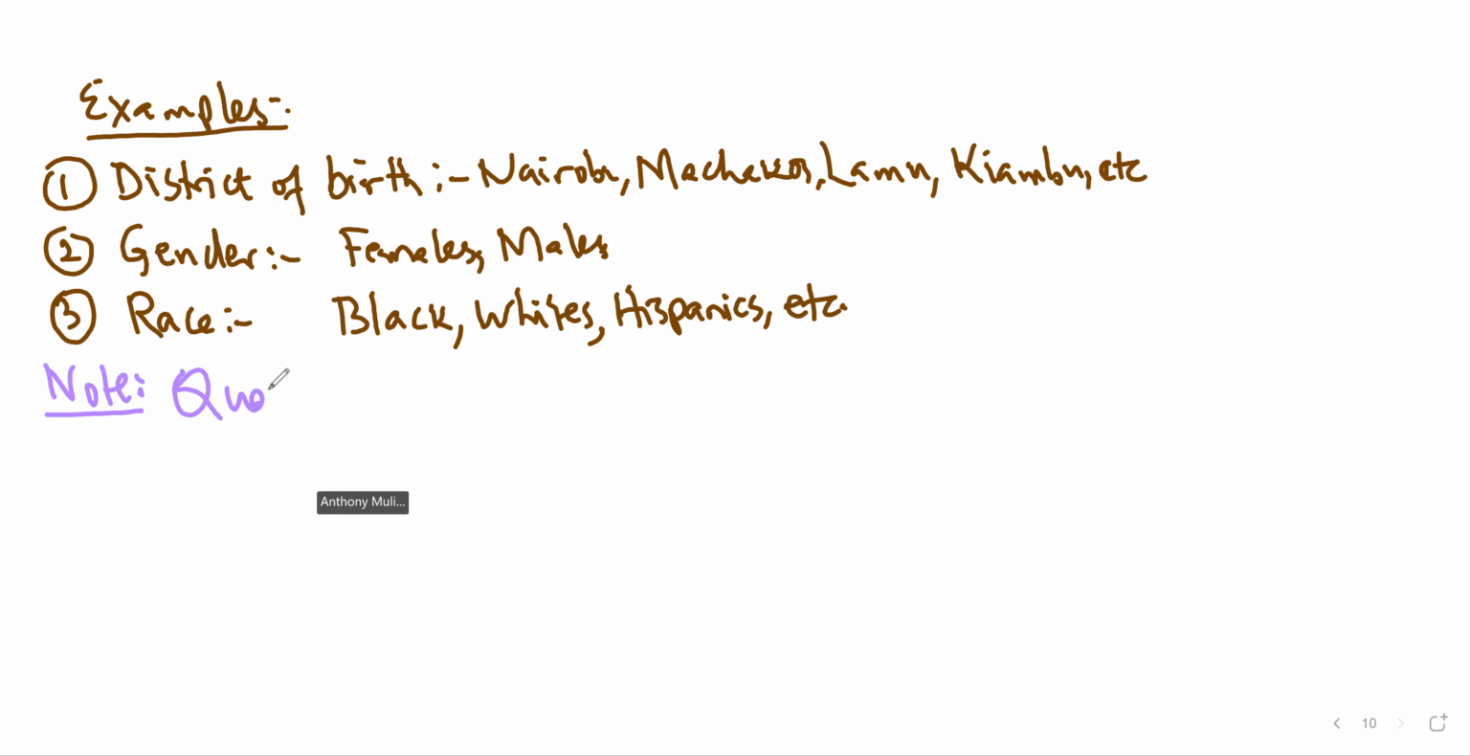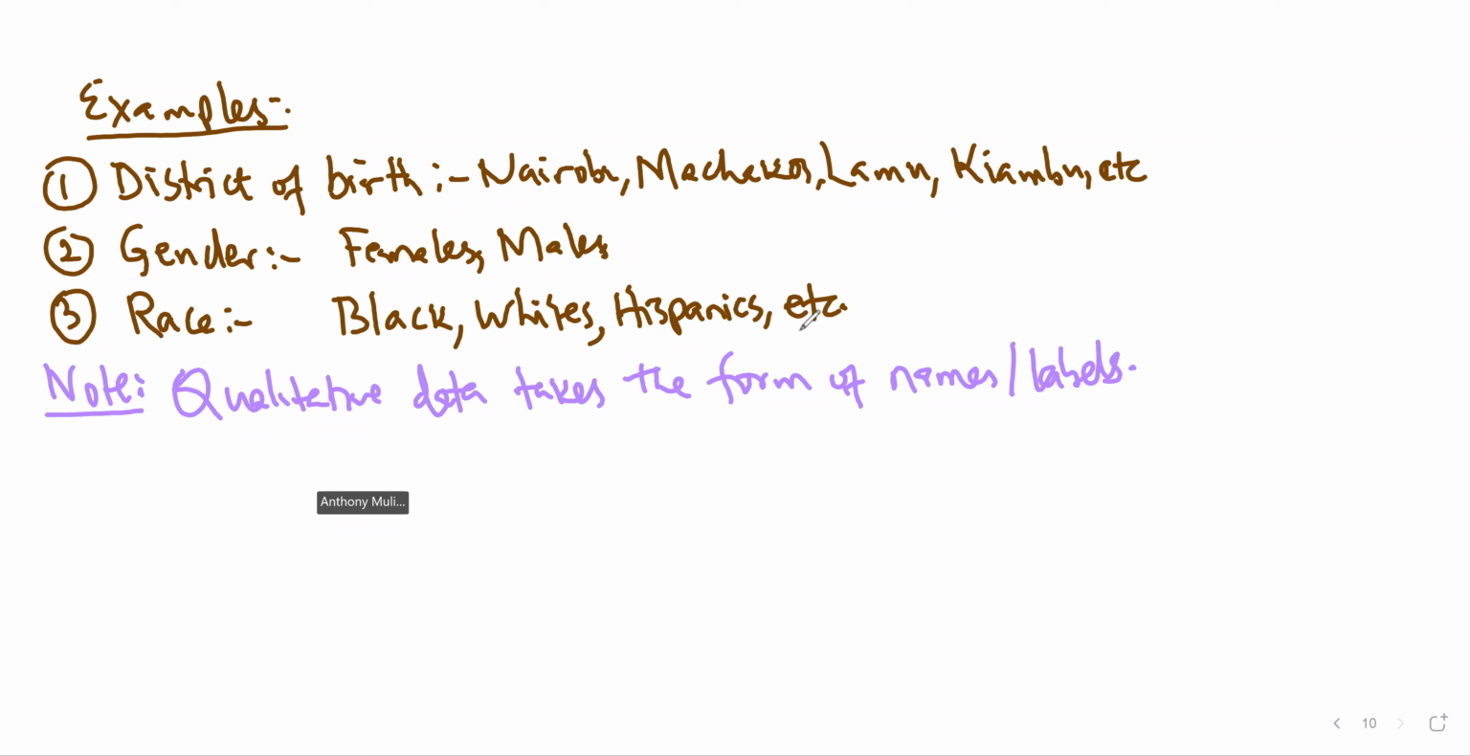We need to note that qualitative data takes the form of names, or sometimes labels. For example, a name like this, that's a name. Or you may use a label like this. F, that's a label. Or a name like this, black. Or you may use this label, B, for black, and so on and so forth.